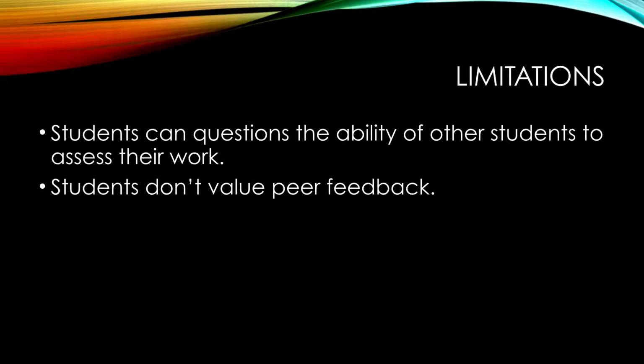The second one is students don't value peer feedback. So, as I said previously, if a student gets their paper back, and out of 20 questions, there were 5 questions wrong, the student might say, hey, I don't really believe that my problems are wrong, and they may not know what they're talking about. So then the teacher may have to regrade the paper or maybe look at the paper a little bit closer.